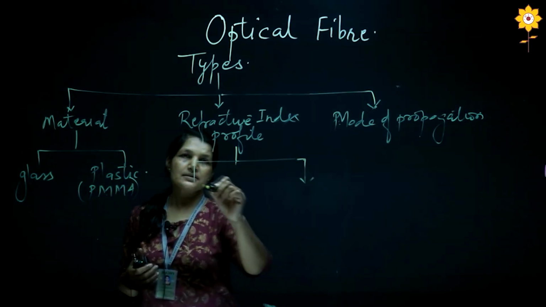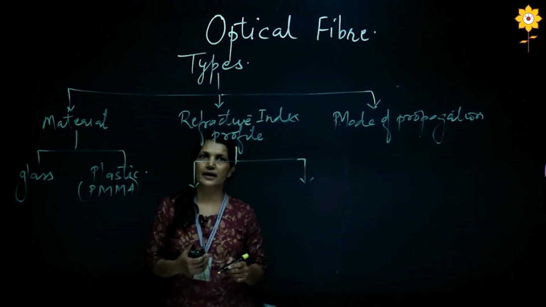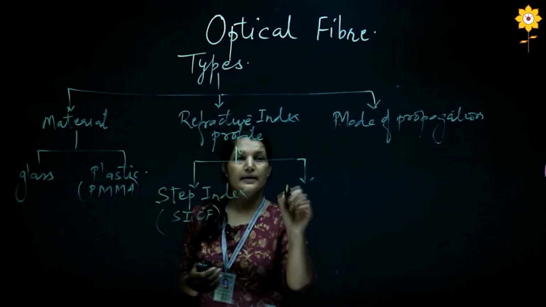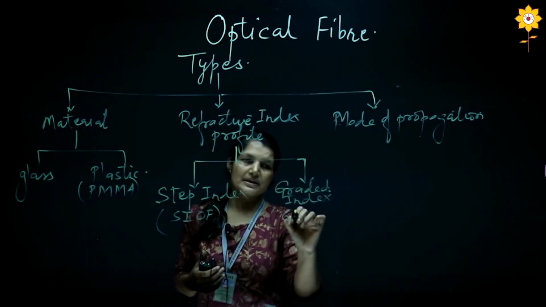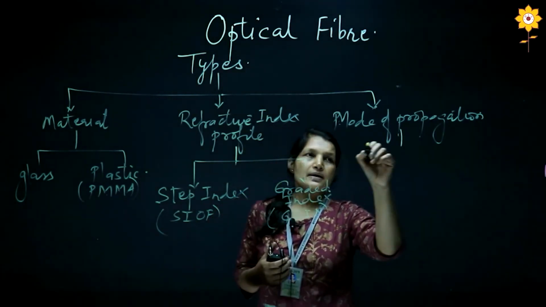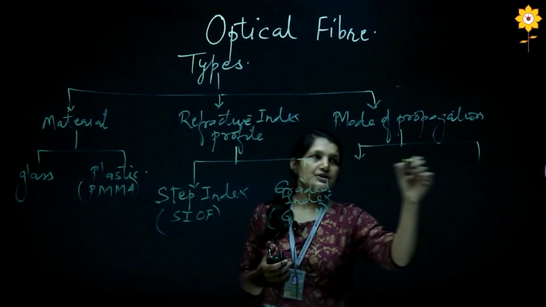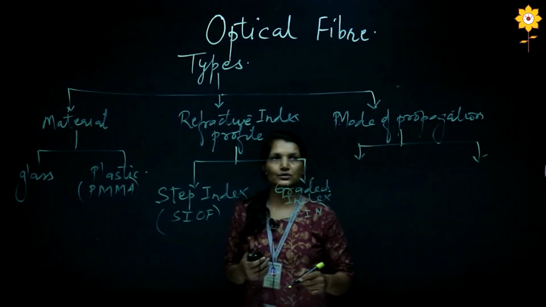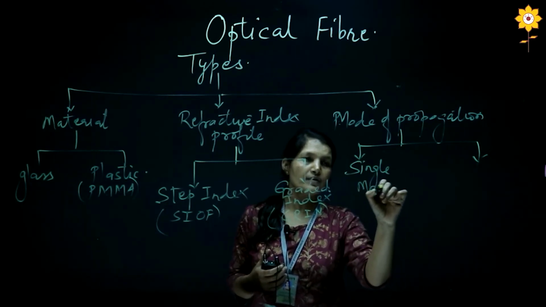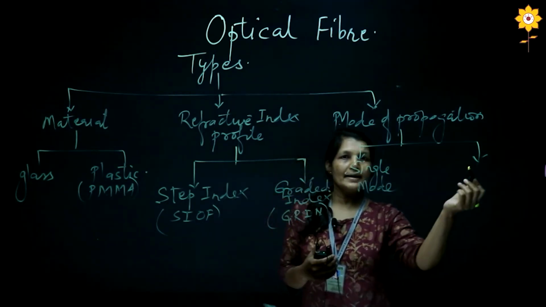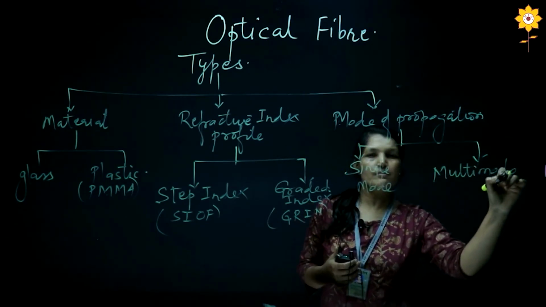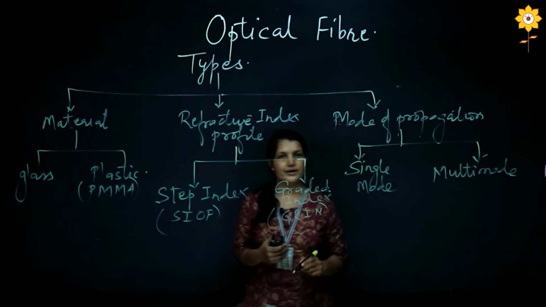If we categorize it according to the refractive index profile, then again it is of 2 types. It is the step index optical fiber and the graded index optical fiber, written in short form as GRIN. If we categorize it according to the modes of propagation, then again it is further categorized into 2 types. It is the single mode optical fiber, where only one mode of light is allowed to pass through it, and the other one is multi-mode, where a number of light waves are allowed to propagate through it.